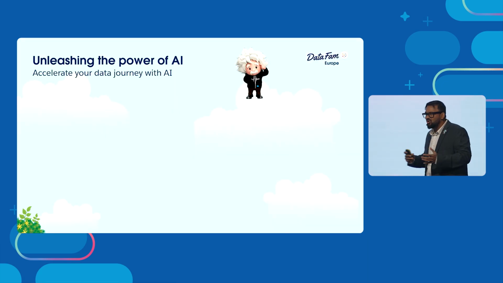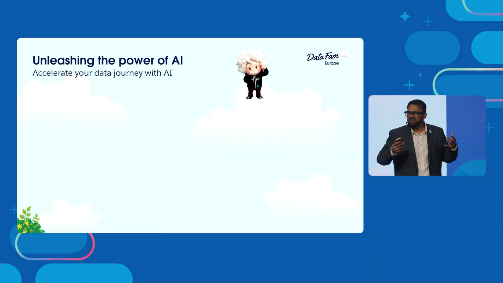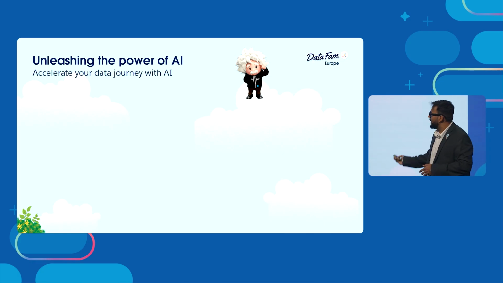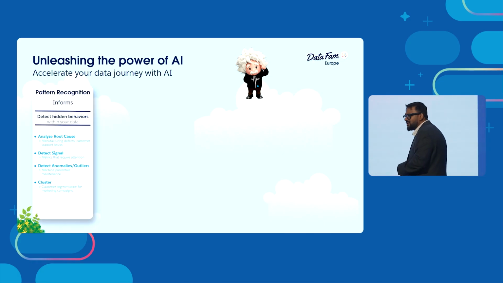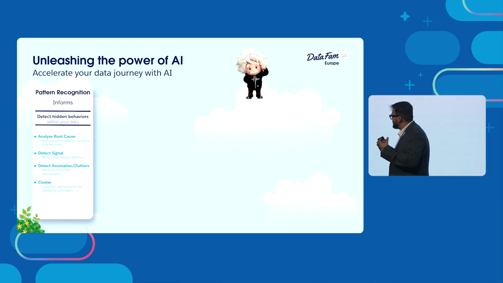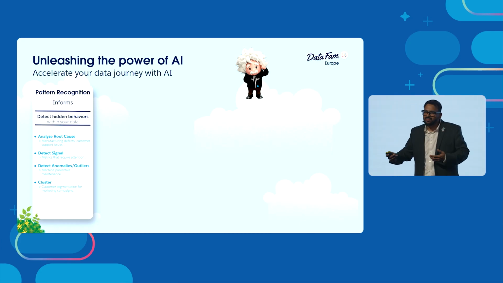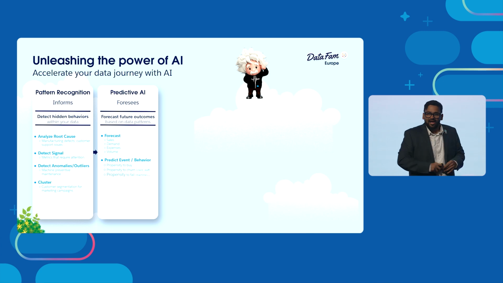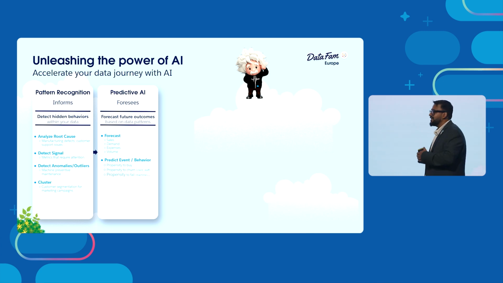So just to give you a quick understanding of a foundational 101 on AI, everything starts with patterns, right? That's the building blocks. We identify patterns that allows us to do root cause analysis, allows us to detect signals. And once we have these patterns, we're now able to go in and say, hey, I can actually predict things. I can forecast. I can tell what the next behavior is going to be. And this is where the evolution starts to take place.